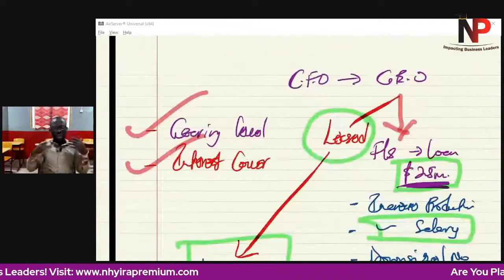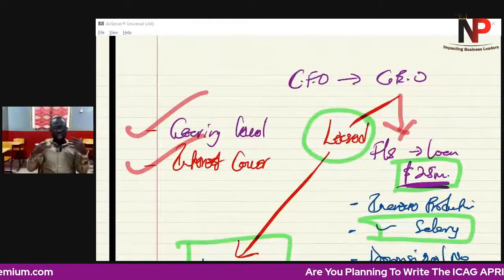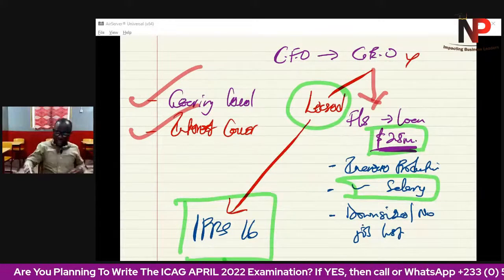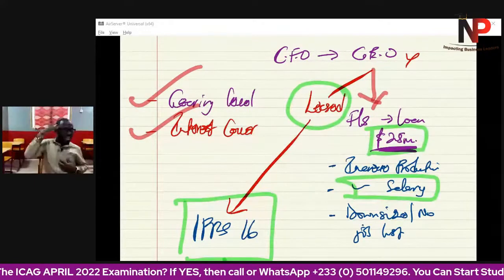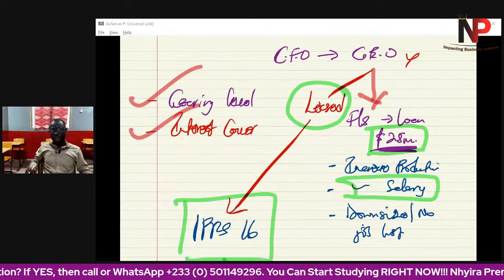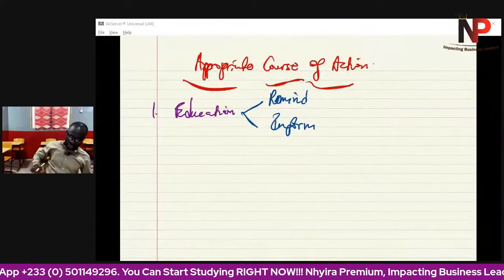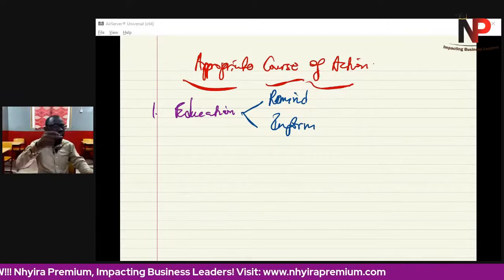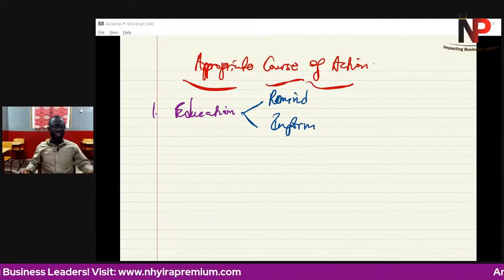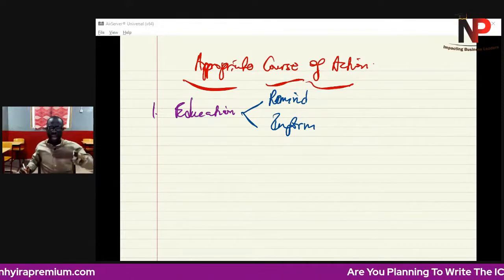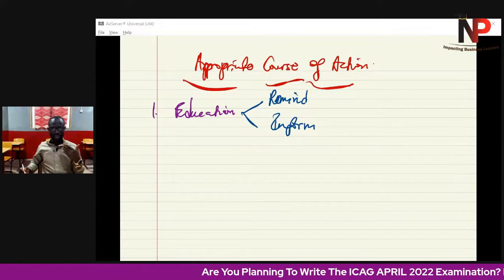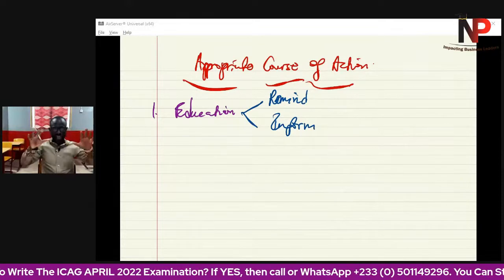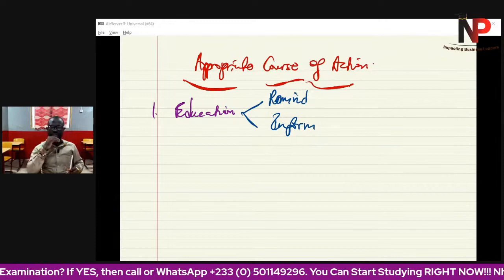Let's say we go back to my scenario here, the CEO and the CFO issue. If, for instance, the CEO is also a chartered accountant, then as the CFO of the company, I expect him to know that IFRS 16 is what guides the recognition of leases. For that reason, I must remind the CEO of the importance of preparing the financial statements in accordance with IFRS 16 and ensuring that we prepare financial statements that are faithfully representing the entity. So where the person involved has knowledge, knows about it, then what do we do? We remind the person.